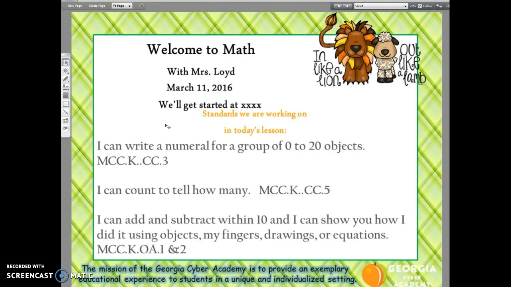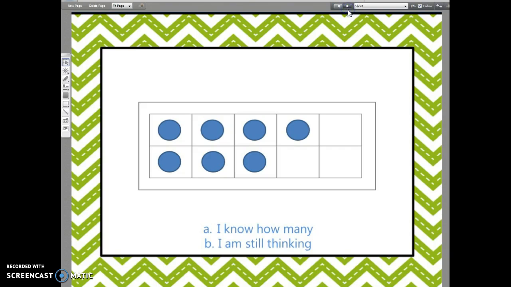Today we will be working on writing a numeral for a group of 0 to 20 objects, counting to tell how many, and adding and subtracting within 10 to show how many, how we did it using objects, our fingers, drawings, and equations. The first thing I want you to do is take just a second to tell me how many you see and how you see it.